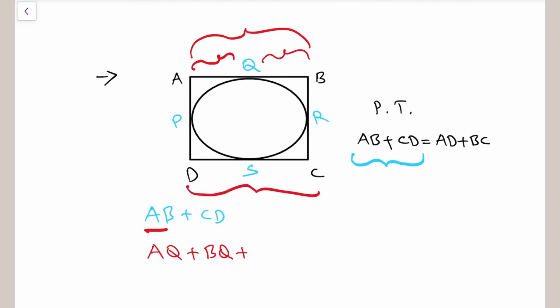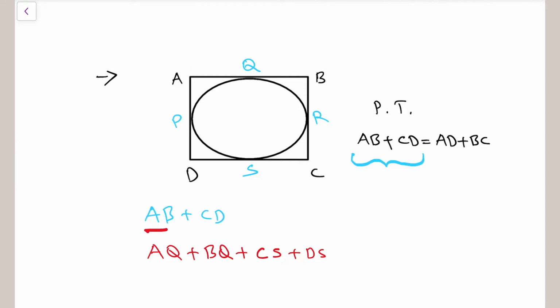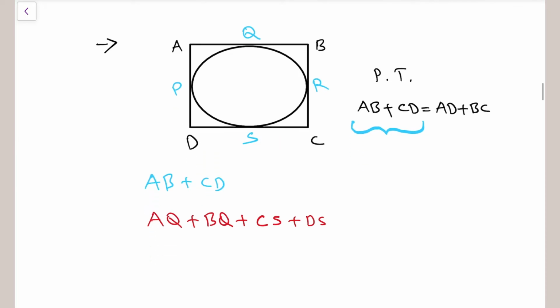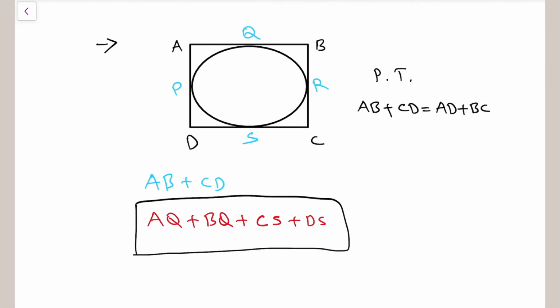CD is this total part, so that CD can be written as CS plus DS. So CS plus DS. This total is rough work only. Now observe clearly. We need to show that AB plus CD equals AD plus BC. That AB plus CD, I wrote as AQ plus BQ plus CS plus DS. So this AB plus CD is the left side of the equal symbol. It means all this should be on the left side only.